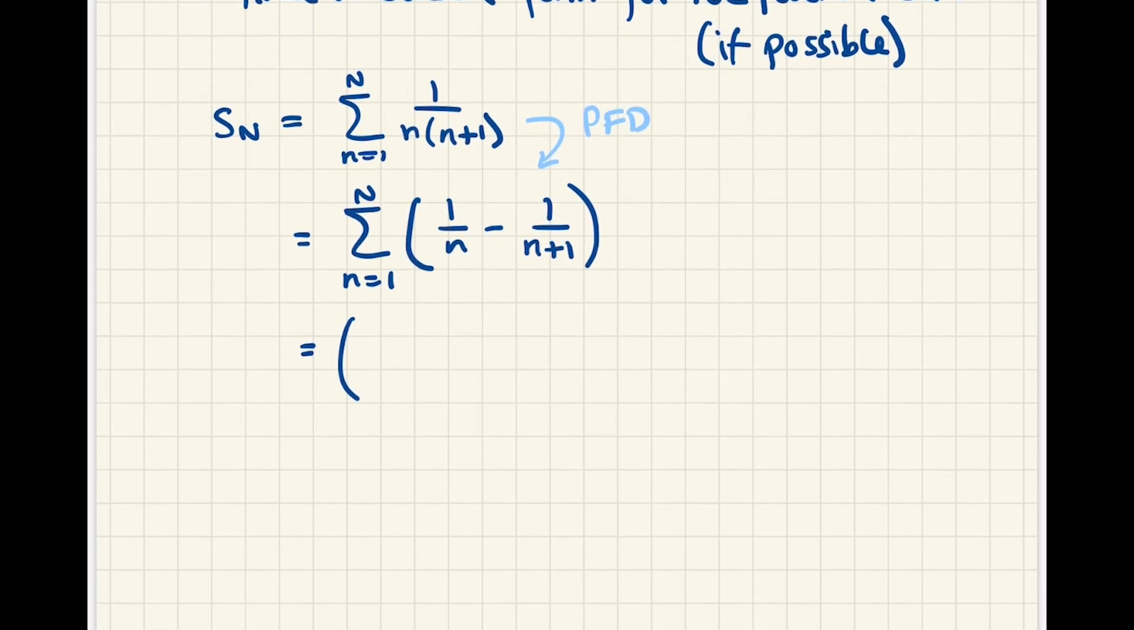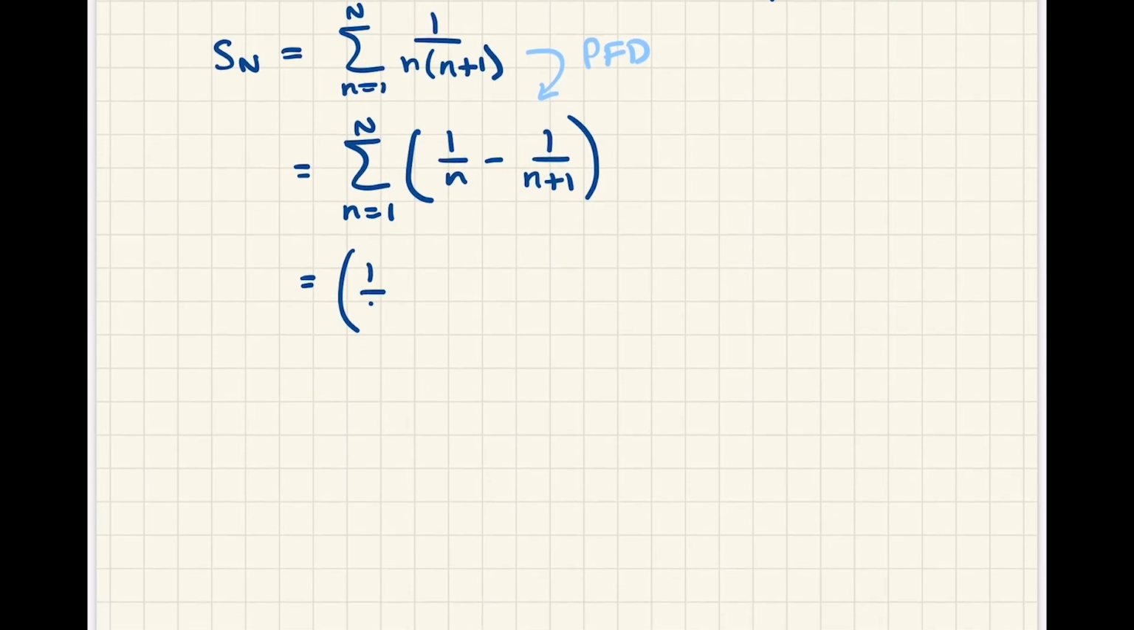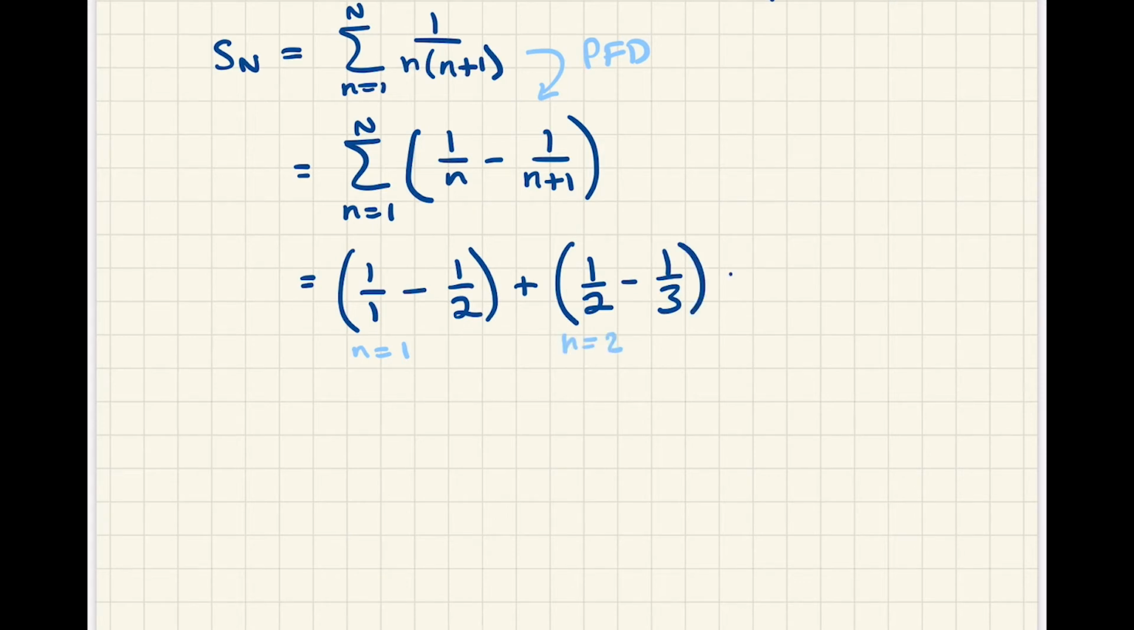So when we let n equal 1, we're going to get 1 over 1 minus 1 over 2. So this is the first term of the series, the n equal 1 term. The n equal 2 term is 1 over 2 minus 1 over 3. The n equal 3 term is 1 over 3 minus 1 over 4.